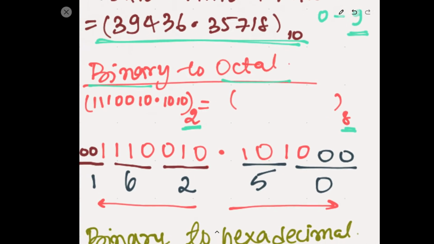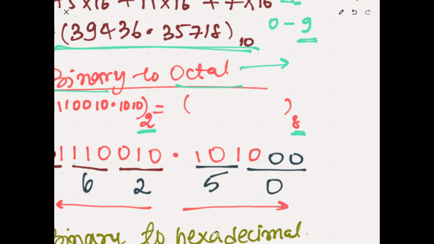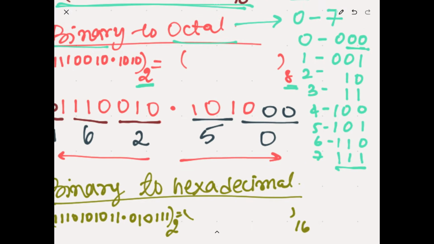Here we need to know that when we are talking about octal, octal ranges from 0 to 7, and all of these numbers have only 3 significant bits, meaning for 0 we have got 0, 0, 0. For 1 it is 0, 0, 1. For all of these, only 3 significant bit places are required.